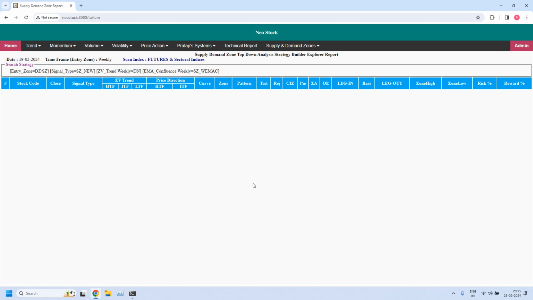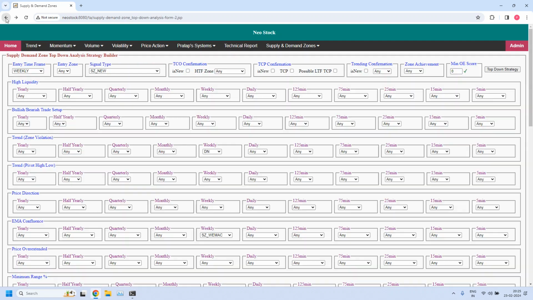Here also we didn't find any stocks. That means price over extension completed with uptrend or downtrend. Also we need to look for the lower time frame, in case the zones are not there. You may not be finding the zone, but you need to look for the lower time frame.